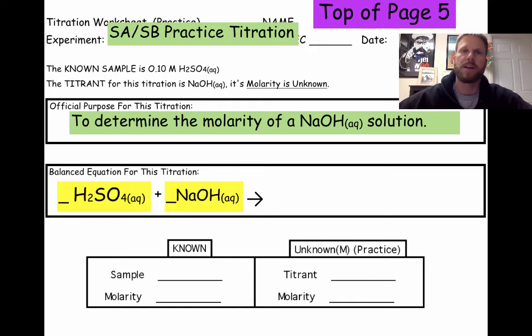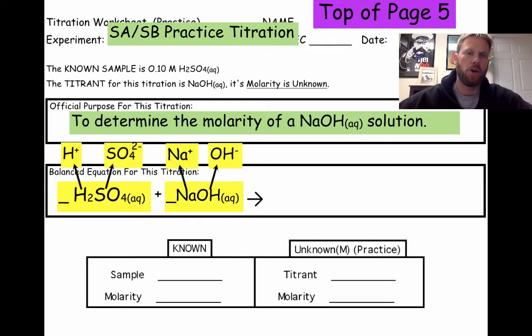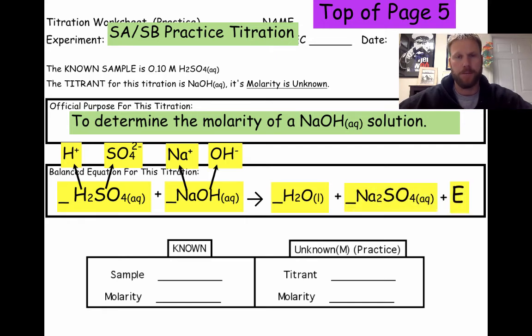Acid plus base makes water and a salt. Let's figure out what the salt would be. Sulfuric acid will break up into H plus and SO4 2 minus. NaOH is once again Na plus and OH minus. We know the H plus and OH minus form the water. The salt will be formed from Na plus and SO4 2 minus. So I will need 2 of the Na pluses to balance the 2 minus charge on SO4. So the formula would be Na2SO4. And of course we get energy.